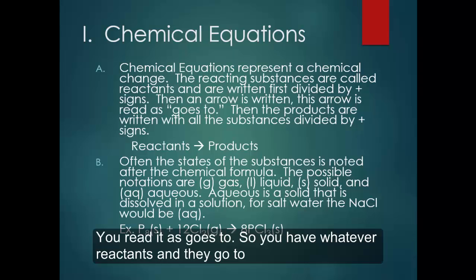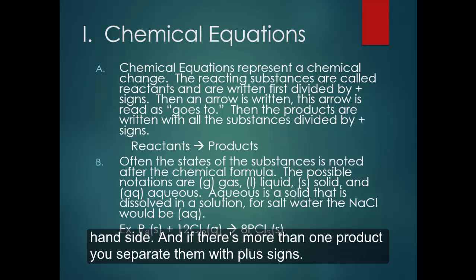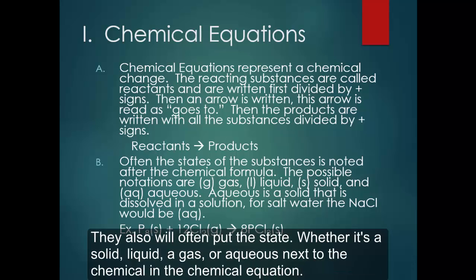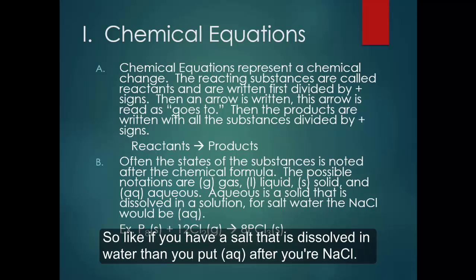You read it as "goes to." So you have whatever reactants and they go to, and what that means is it goes to produce a product that you're going to write on the right-hand side. If there's more than one product, you separate them with plus signs. They also will often put the state, whether it's a solid, liquid, a gas, or aqueous, next to the chemical in the chemical equation. If it's aqueous, that means it's dissolved in a solvent, usually water. So if you have salt but it's dissolved in water, then you'd put (aq) after your NaCl.